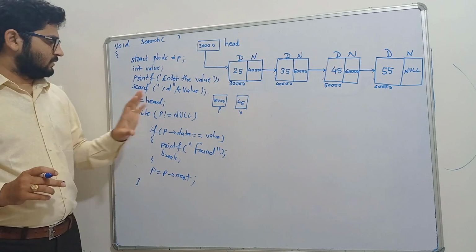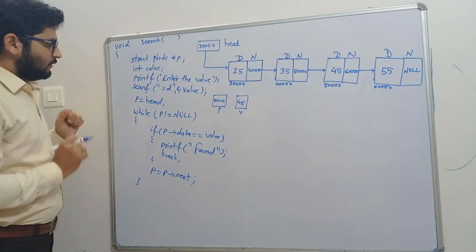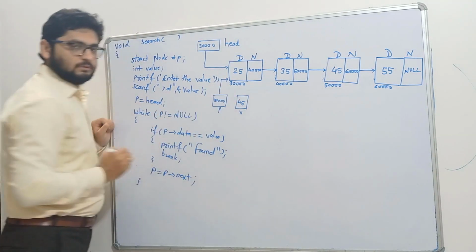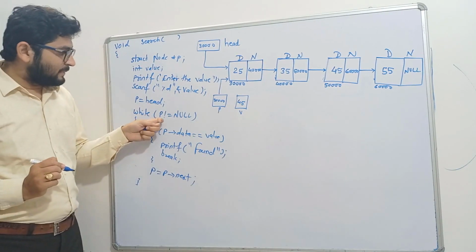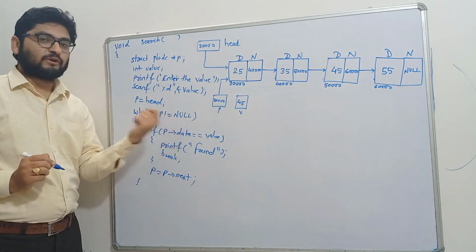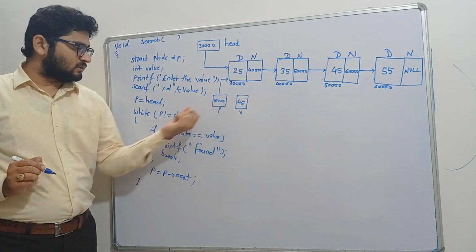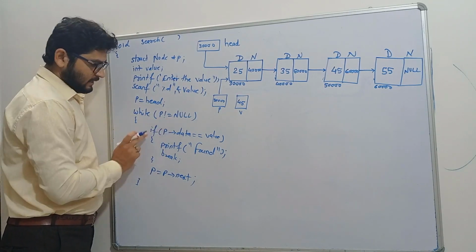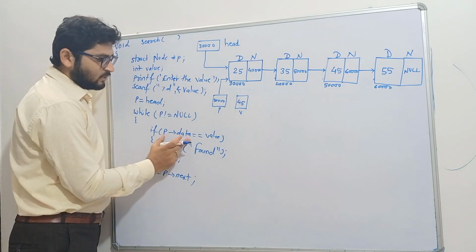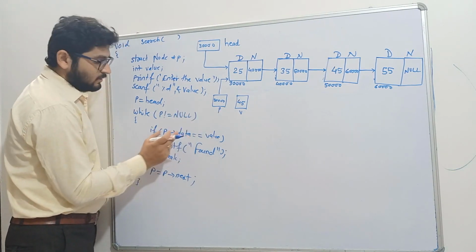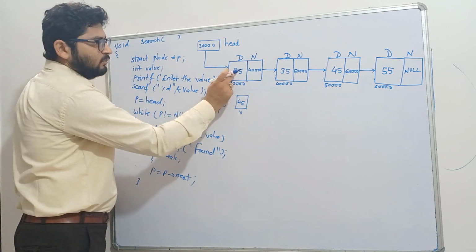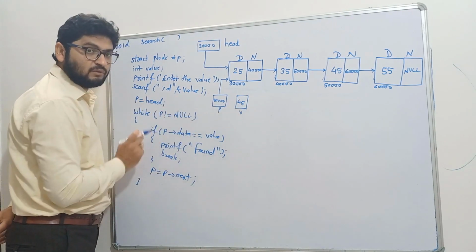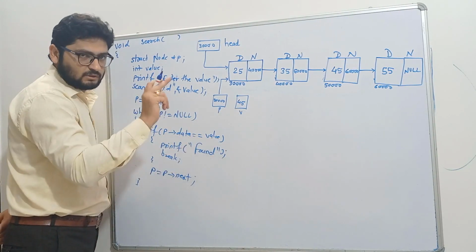Now let us check this value with these nodes. Now p is having 30,000 because of this line. That's why p is pointing to this node. What is the condition of the while? P is not equal to null. Right now the value of p is 30,000, so 30,000 is not equal to null is true. So we come inside: if p arrow data equal to value. What is the meaning of p arrow data? Data of the node to which p is pointing, that is 25. So 25 equal to value, that is 45. 25 equal to 45 is false.